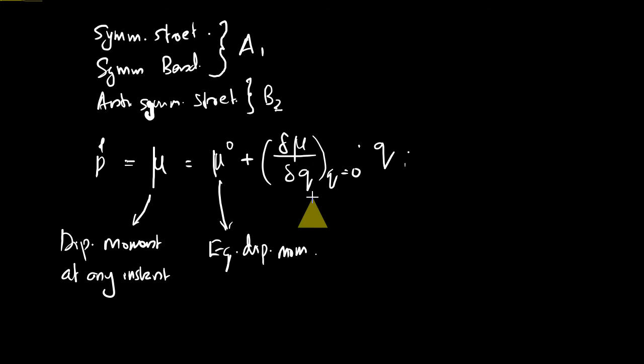Okay, so here ∂μ/∂q at q equal to 0 means the rate of change of dipole moment with respect to q, the displacement. Q actually here is the displacement. We have already learned this in quantum mechanics about vibration, right? It will have displacement from the equilibrium position.